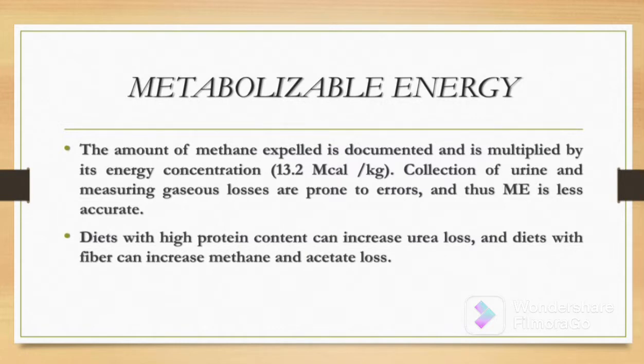The amount of methane expelled is documented and is multiplied by its energy concentration, 13.2 megacalorie per kilogram. Collection of urine and measuring gaseous losses are prone to errors, and thus, ME is less accurate. Diets with high protein contents can increase urea loss, and diets with fiber can increase methane and acetate loss.